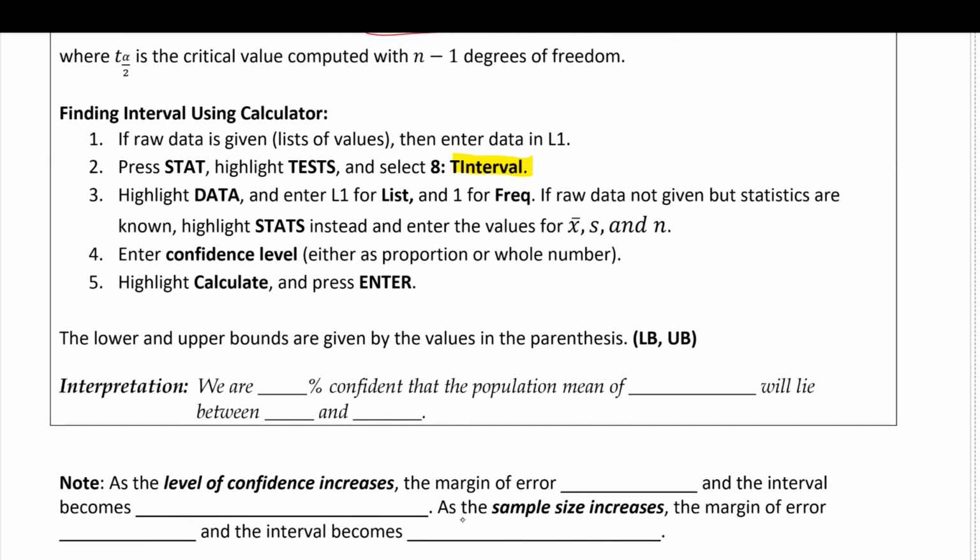Okay. Again, there's an interpretation. So anytime we have our interval, we're going to be able to interpret that in the following way. We are whatever confidence level percent confident that the population mean, which is what we're looking for, of, again, the context of the problem will tell you what we're talking about, will lie between some lower bound and some upper bound.